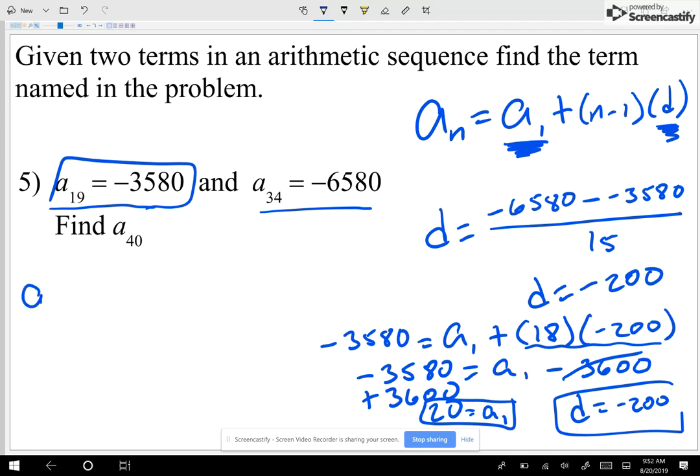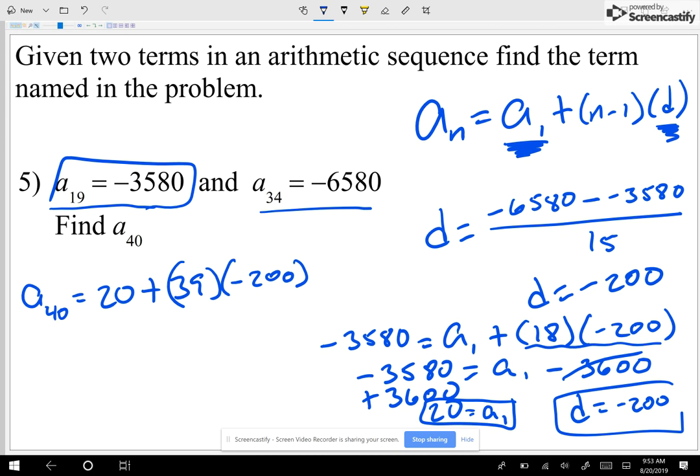So I'm going to say a sub 40 is equal to 20, because 20 is my first number, plus 39, because I'm looking for a sub 40. I'm looking for the 40th number. So 39 times negative 200. Remember, the formula is the first number plus n minus 1, so that's where I got the 39. N minus 1 times the difference. Now just figure what that is.